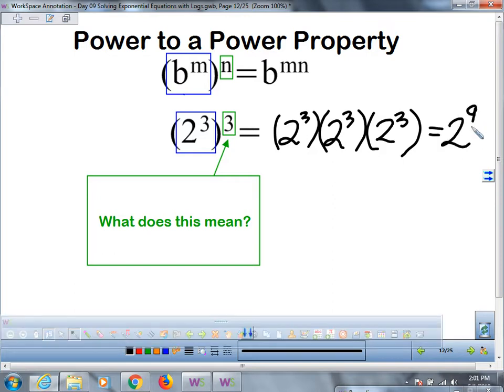So you could say it, that's the right way. If you were to explain that, we could explain it by saying, I'm multiplying 2 to the 3rd, 3 times itself, right? We're doing it 3 times itself. That's going to be super important right now.